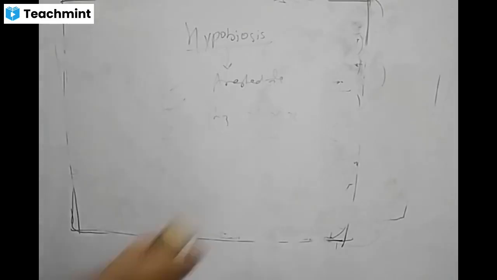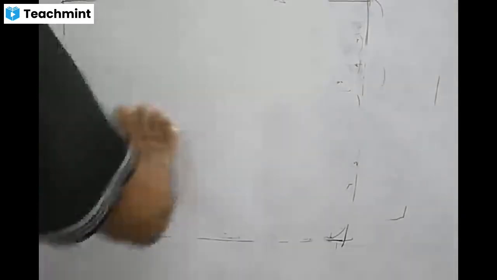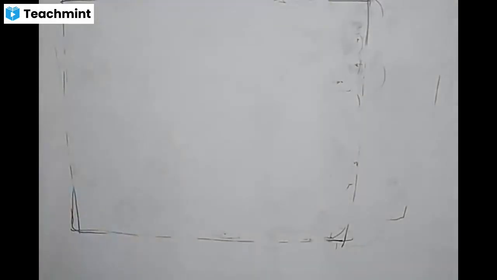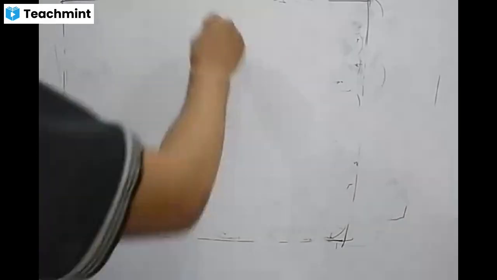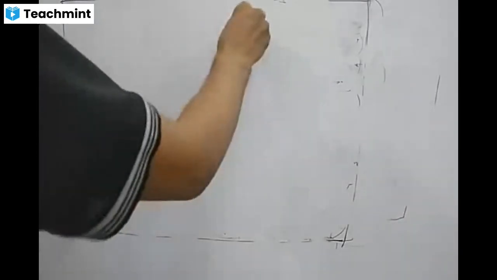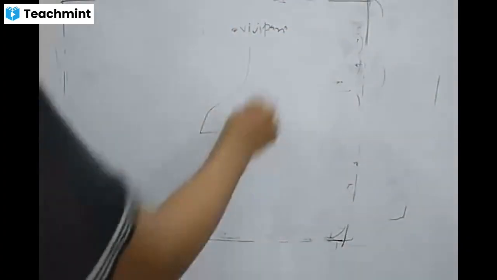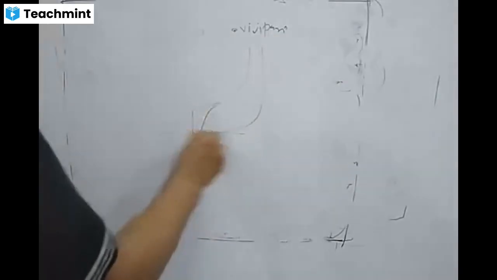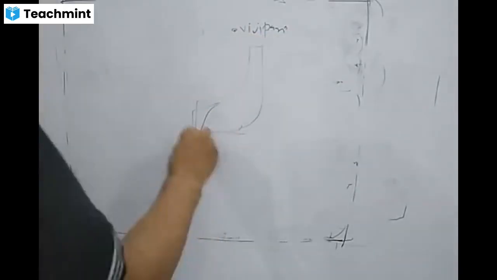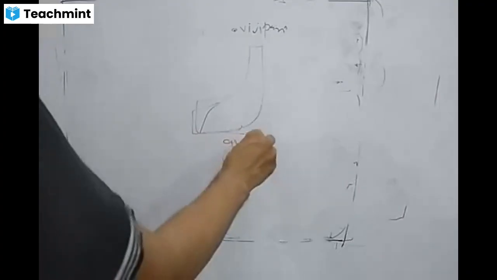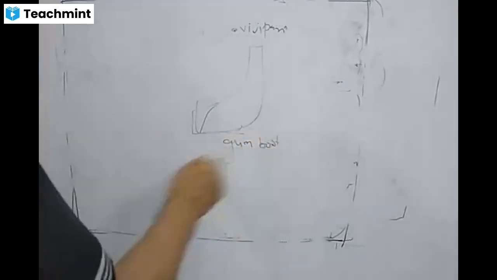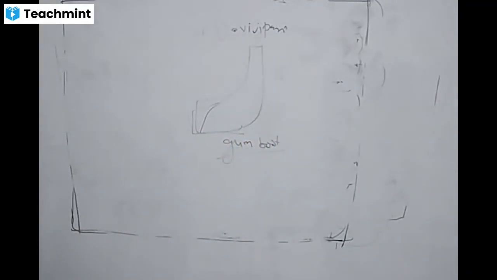Then Dictyocaulus viviparus, that is related with the lungs. So it is called lungworm. The more important thing, with two MCQs, is Dictyocaulus viviparus. This is the gumboot. So there are gumboot-like spicules in case of the male.